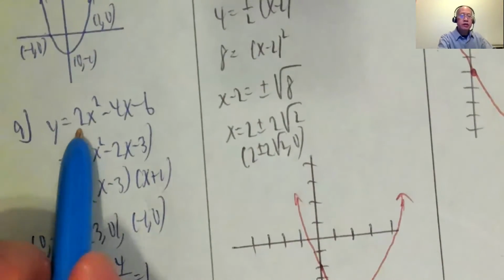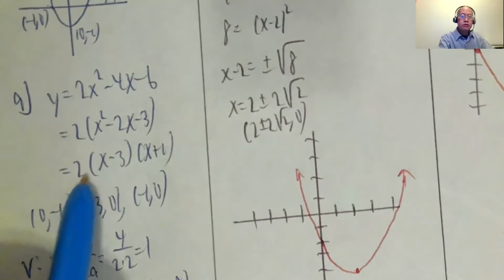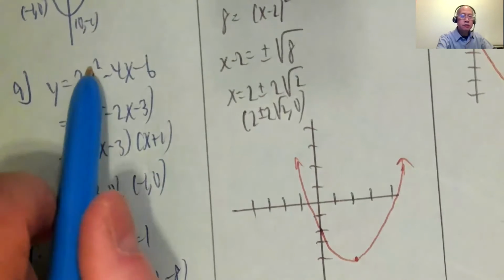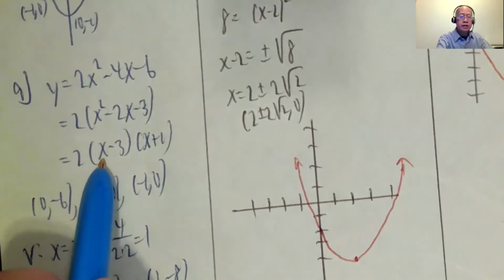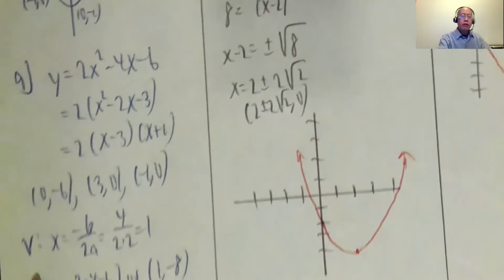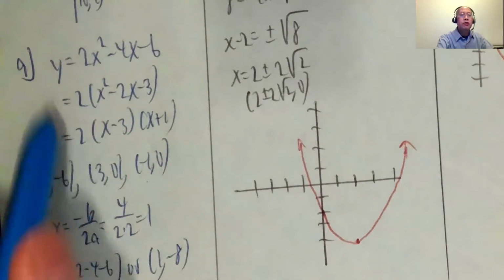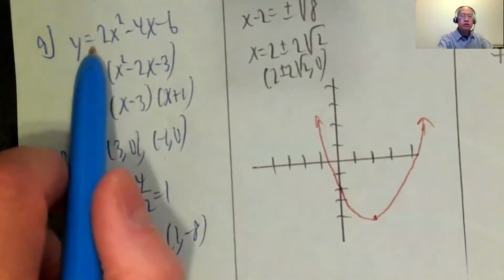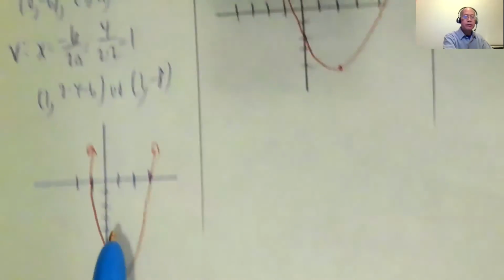Number 9, y equals 2x squared minus 4x minus 6. Factor out a 2. Factor further, 2 times (x minus 3)(x plus 1). So my intercepts are when x is 0, 0 comma negative 6. And when y is 0, that gives me x is 3 or x is negative 1. Vertex, negative b over 2a. Negative negative 4 is 4 over 2 times 2, which is 1. So 1 comma, plug in 1, 2 minus 4 minus 6. That's 1 comma negative 8 is the vertex.